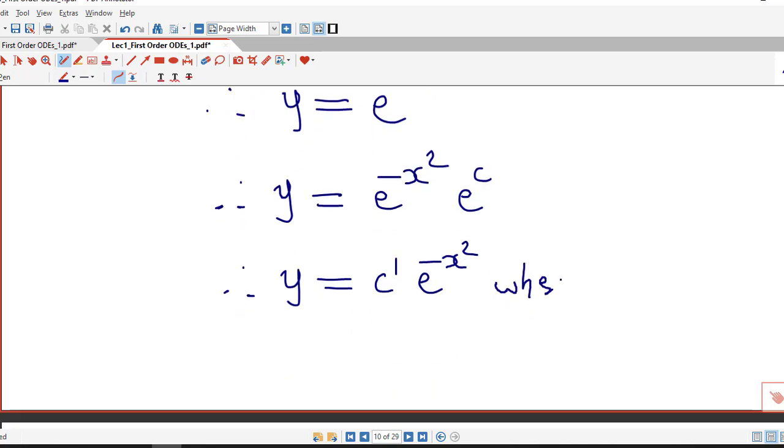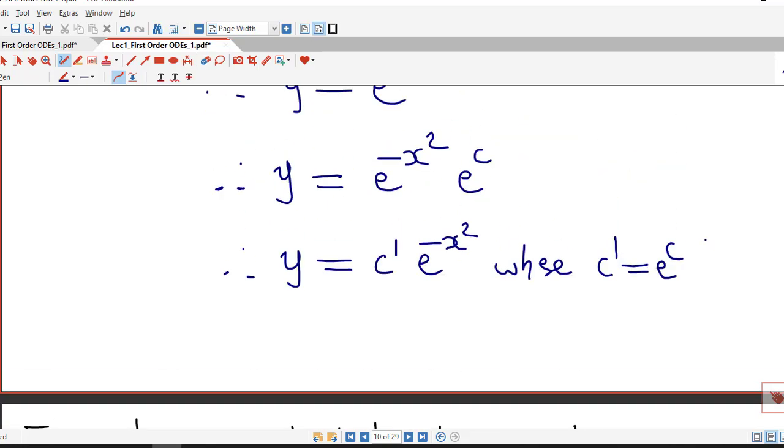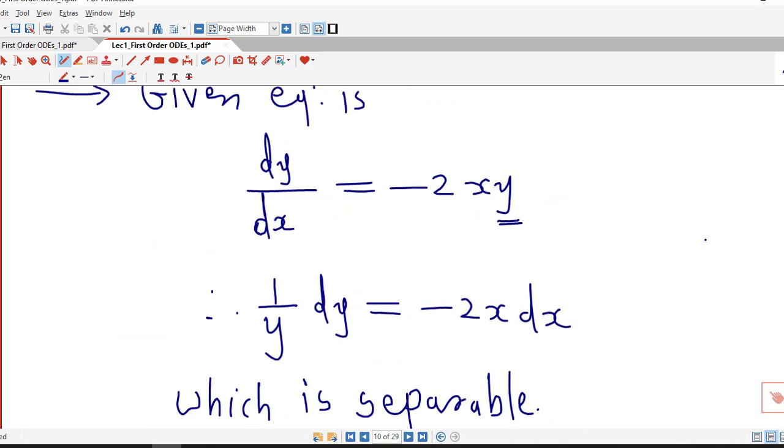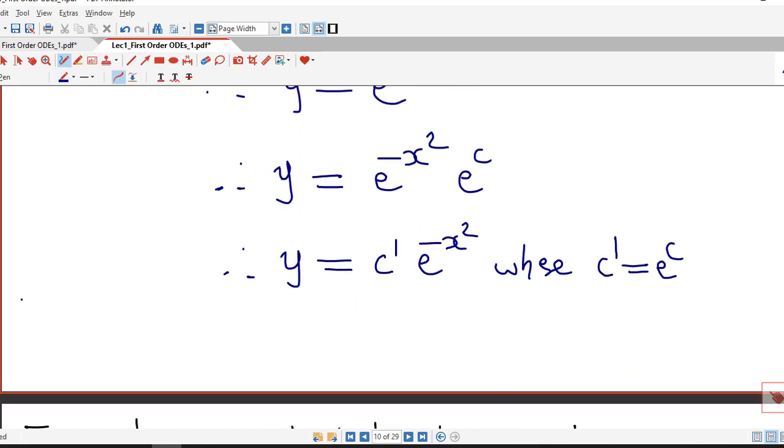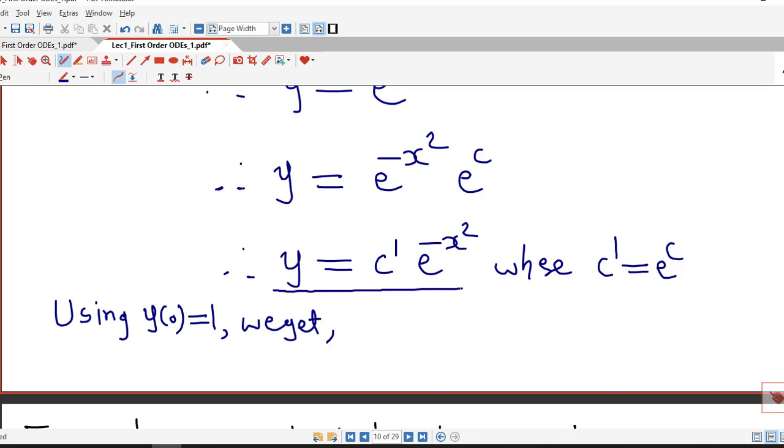where c dash is nothing but e raised to c. Now initial condition is when x is 0, y is 1. So we write down here using y of 0 equal to 1. So we put y equal to 1 and x equal to 0 in this general solution. So y is 1 equal to c dash e raised to 0 is 1. So we obtain that c dash equal to 1.